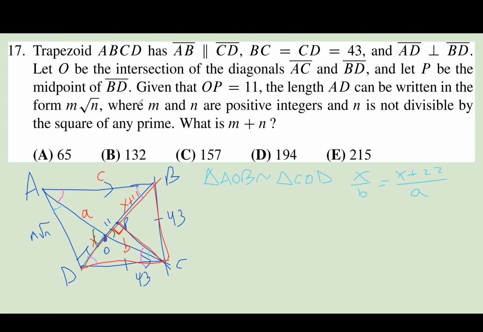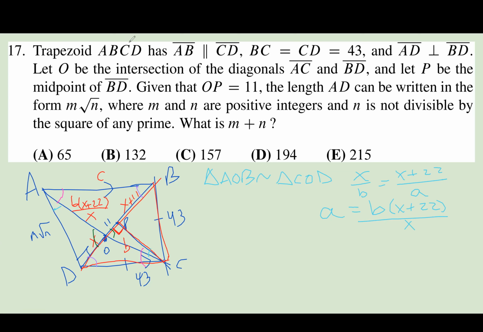All right, so does that make sense? So therefore, a is equal to b times (x plus 22) over x, right? So what that does is that gives me an expression for a. So what I'm going to do is, instead of putting a, I'm going to write b(x plus 22) over x. Now, I probably want to see if I can get an expression for b.